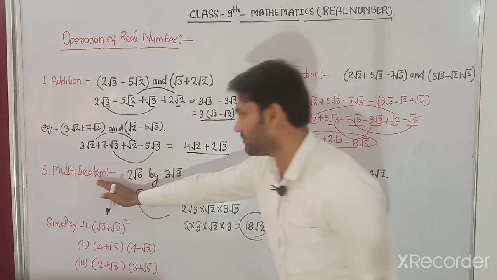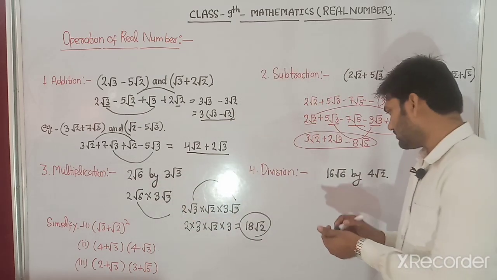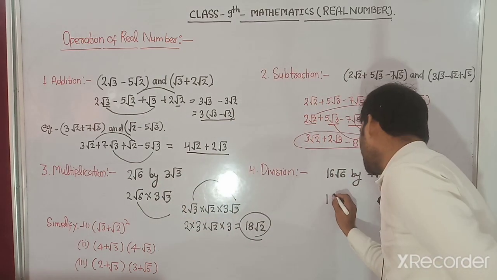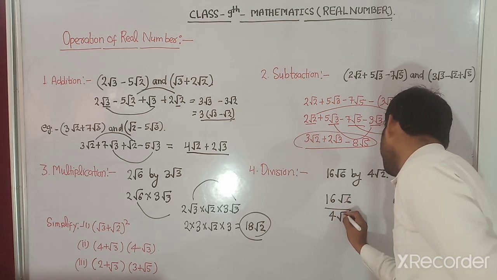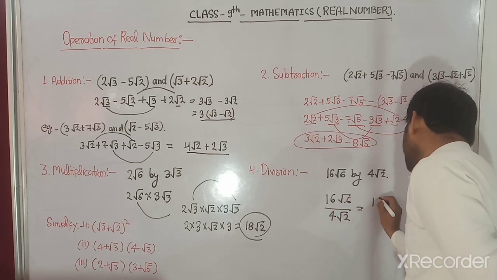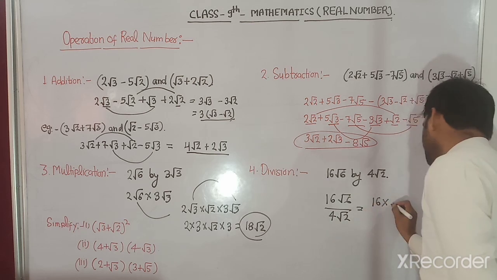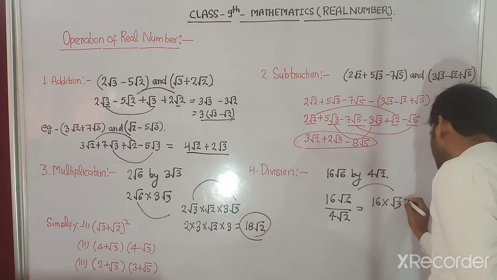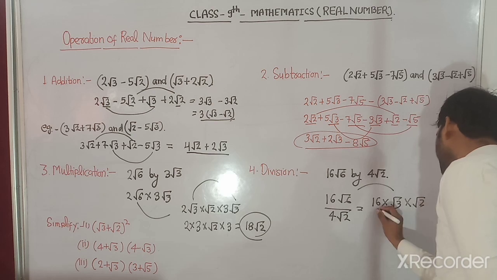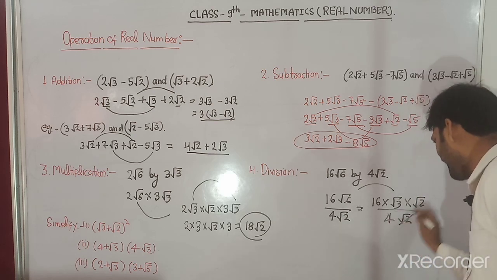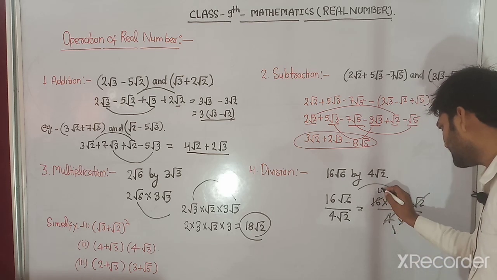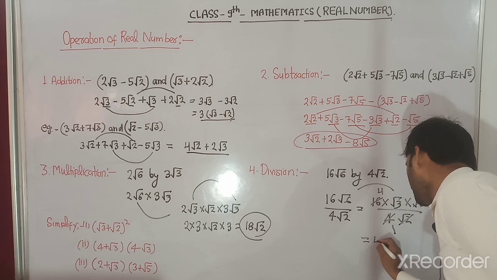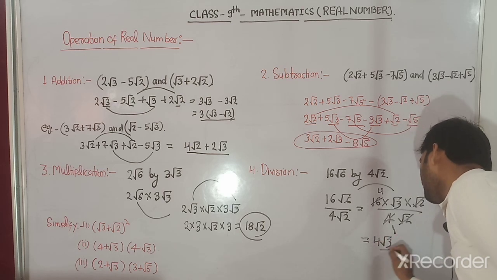That is the process for multiplication. Next is the division. How to divide the number: 16 root 6 divided by 4 root 2. 16 root 6 becomes 16 into root 3 into root 2, with root 6 broken into root 3 into root 2, divided by 4 root 2. Root 2 cancels out. 4 into 4 is 16. Then the answer will be 4 root 3.